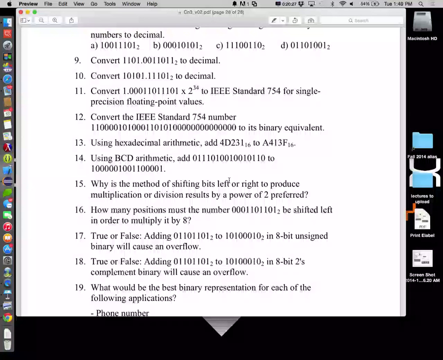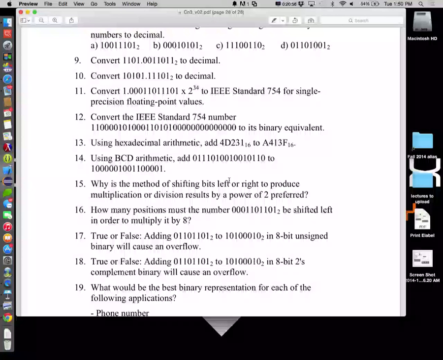Okay, let's see. 16. How many positions must the number 00011011101 be shifted left in order to multiply by 8? How many? 3 times. Shift it left 3 times. Multiply it by 2, 4, 8. Make sense? All right.